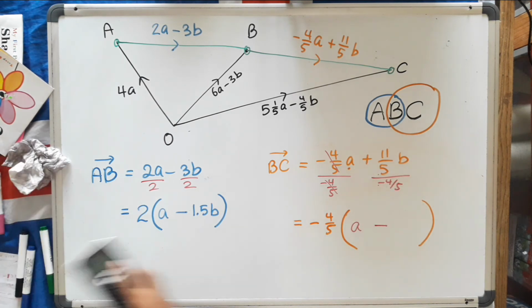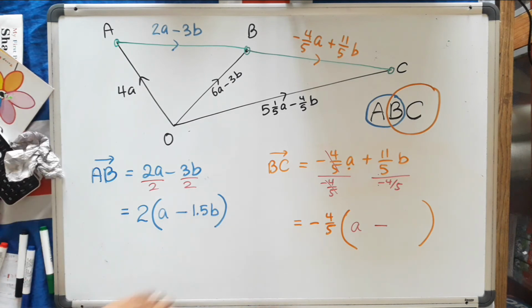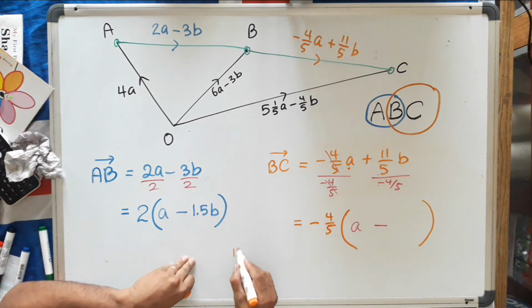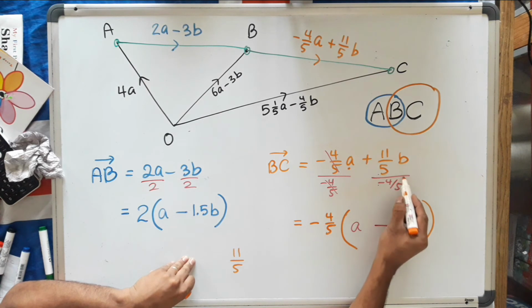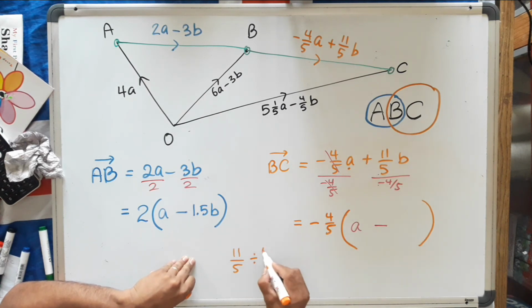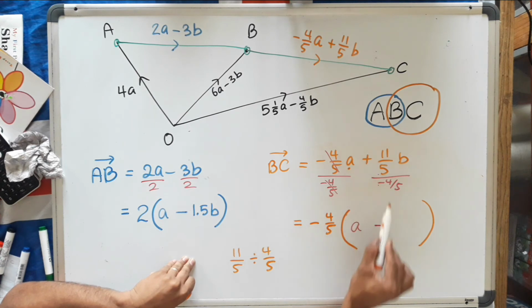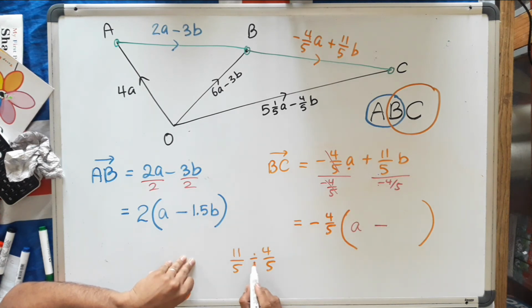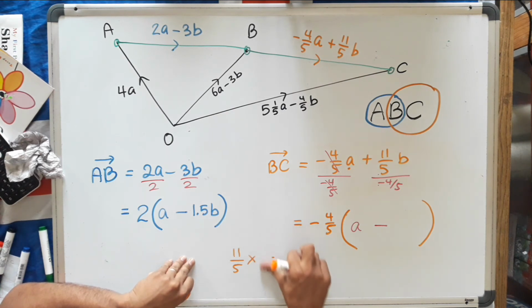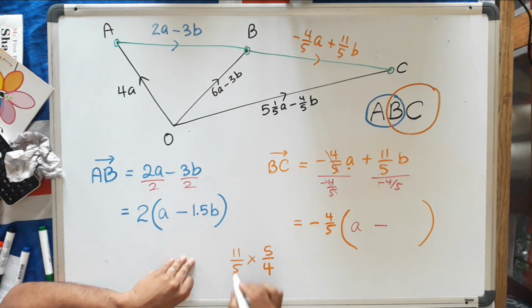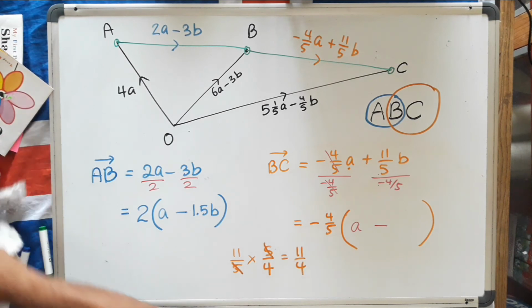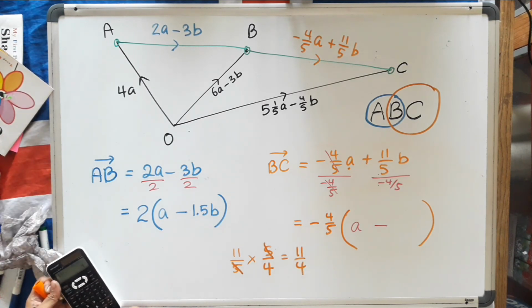And on your calculator, well, actually I'll do it the long way for you. 11 on 5 divided by 4/5. Remember, I took care of the signs already. A positive divided by a negative is a negative. The divide changes to what? A multiply, and you have to flip this. So you get 5 on 4. This and this will cancel out to give you 11 on 4.